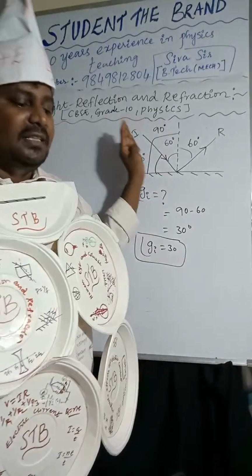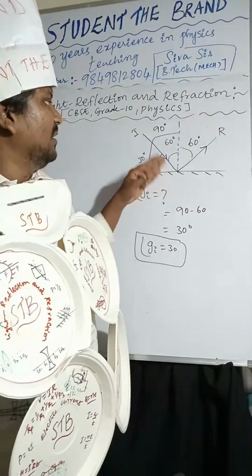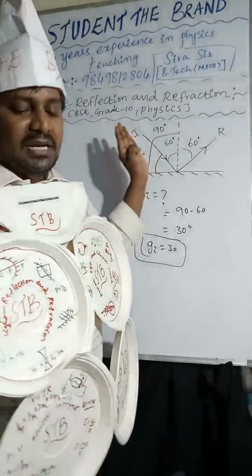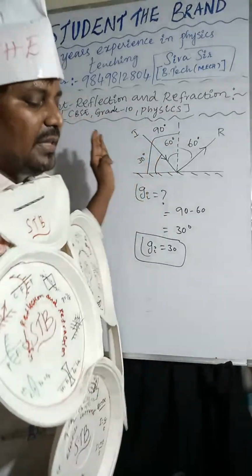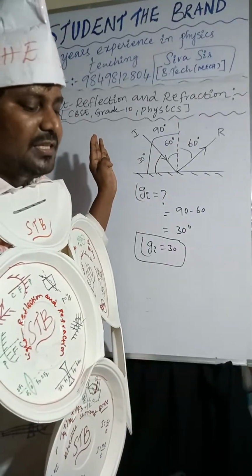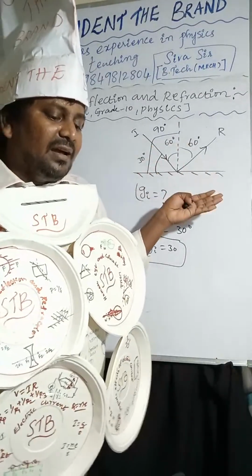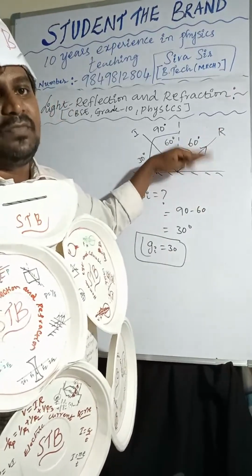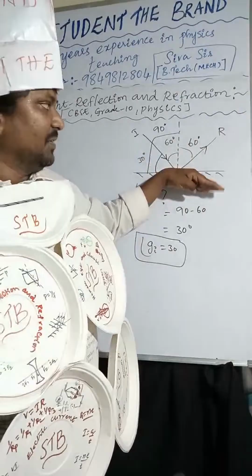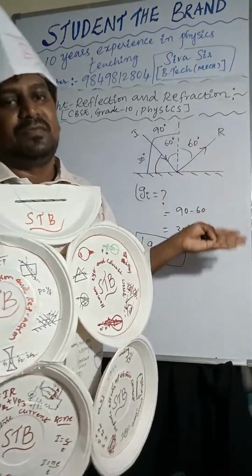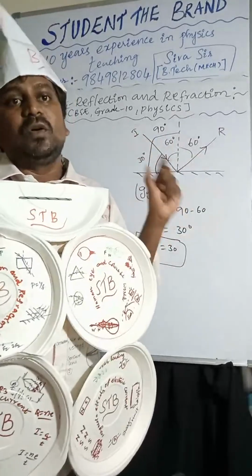The angle between the incident ray and the plane surface is called the glancing angle of incidence. Whereas, if you are taking the angle between the reflected ray and the plane surface, it is called the glancing angle of reflection.